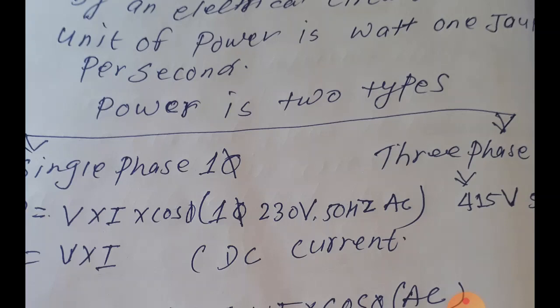Actually, we can take three phase into our house up to the distribution board, but after the distribution board we can give single phase, a separate phase, to each piece of equipment. Suppose inside your house you have lights, fans, AC, power sockets and small motors. So what can you do at that time?